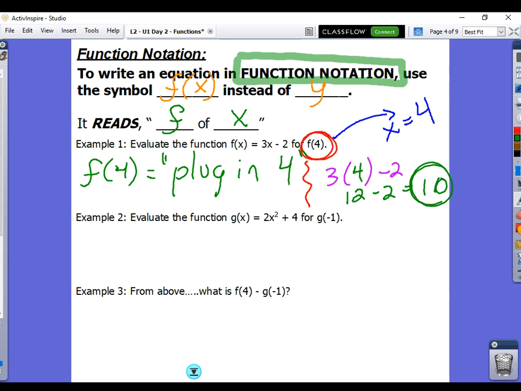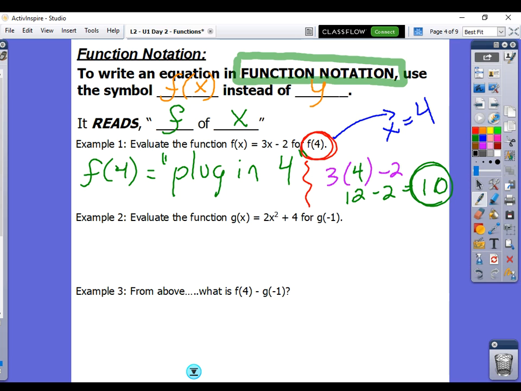You'll notice, just like lots of different things, if you put something into a machine, you get something out of that machine. That's what just happened there: when we plugged in 4, it kicked something back out, and it kicked out 10. So that's what it means to evaluate a function.